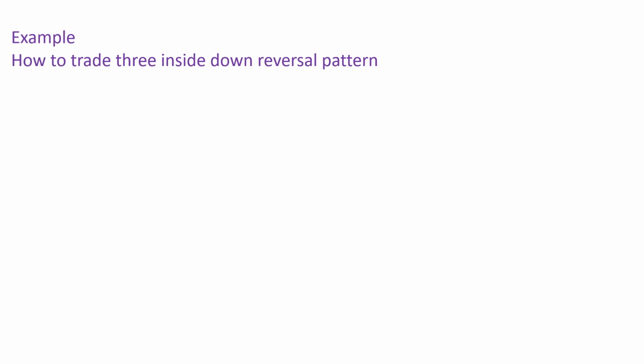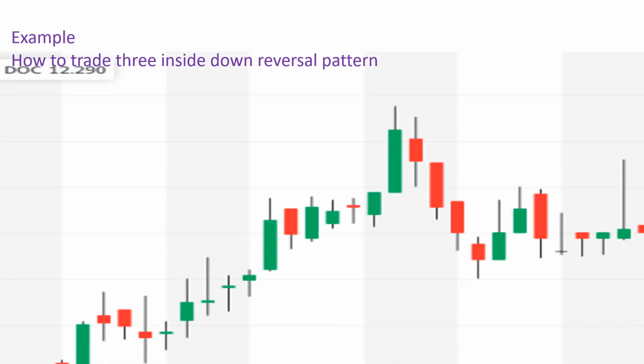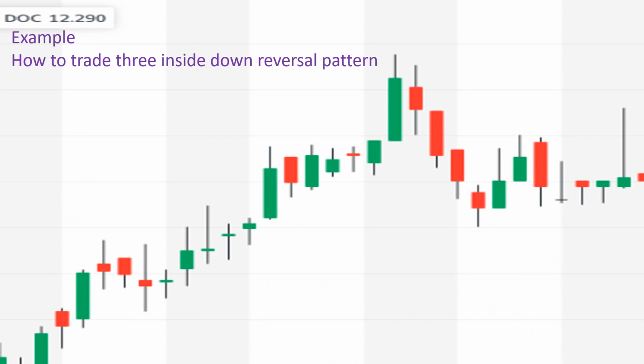Example: how to trade the 3 inside down reversal pattern. This is the price trend, DOC stock, D1 time frame, Yahoo Finance. At the top of this uptrend, you see a 3 inside down reversal pattern. You see this bullish candle, the first one, and the second one, this bearish candle, which is engulfed by the bullish candle. And the last one is a bearish candle, which closes below the low of this bullish candle.